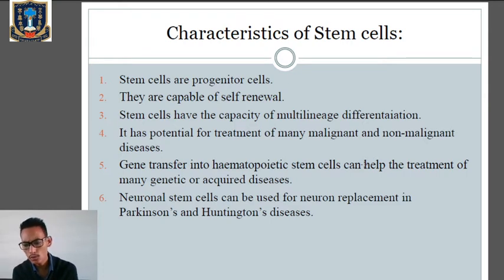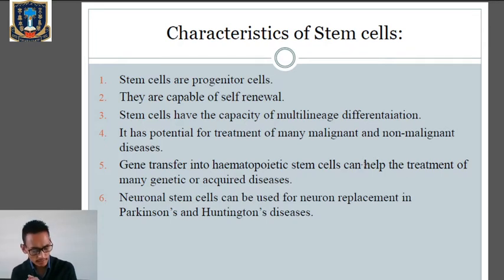Clear? Number 4, stem cells have the potential for treatment of malignant and non-malignant diseases. Malignant disease means those diseases which can spread all over the body, for example a cancerous malignant tumor, which can spread throughout the body by the process called metastasis. And non-malignant disease means those which are confined to a particular location. Number 5, gene transfer into hematopoietic stem cells can help the treatment of many genetic or acquired diseases. Genetic disease means those which are inherited from the parents to the offspring. So those diseases can also be treated with the help of stem cell technology.